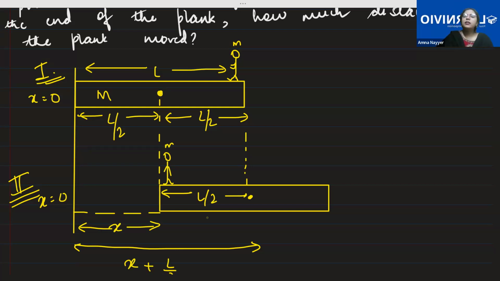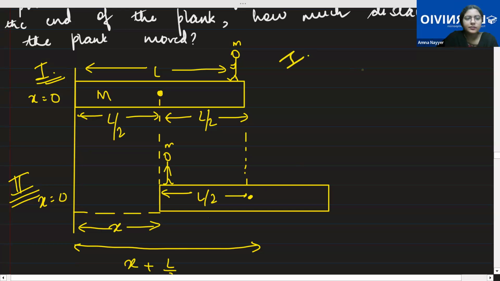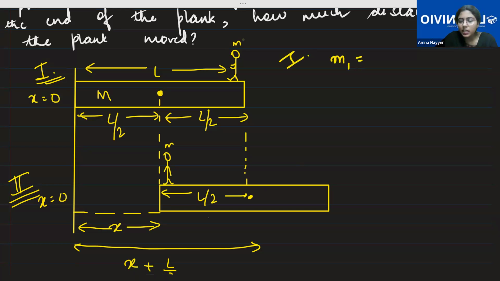So what has happened here? Since no external force has acted on our system till yet, we will say the center of mass will be conserved. So let's calculate the center of mass in the first case. Then we'll calculate the center of mass in the second case, and we'll equate them. So in the first case, let's say M1 is the man. The mass of the man is small m.